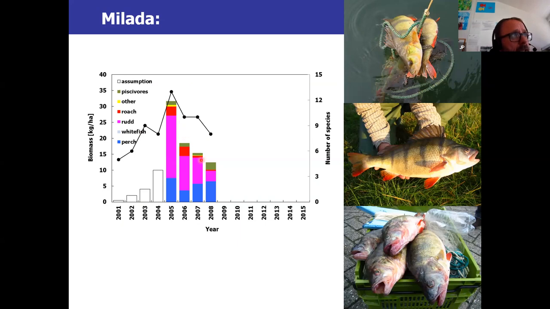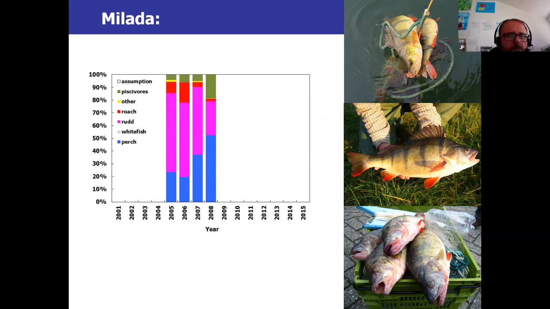So in the subsequent years, the fish biomass decreased, which was the aim, because to retain a high water quality, we need to keep the fish biomass low with a high share of piscivorous fish. The number of species dropped as well. So the system became quite simple. The main players are represented here. It is the perch, rudd, roach, then piscivorous fish, pike, wels, and pike perch. And there are some other fish species like ruffe and tench, but their importance is very low.